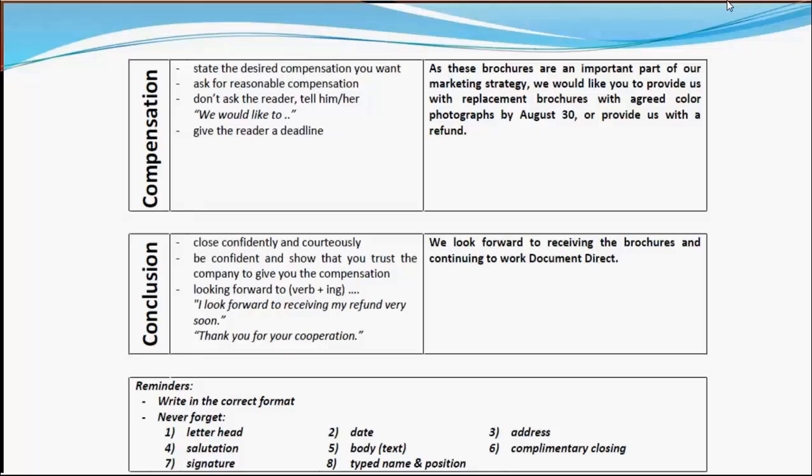Now with here, reminders: write the correct format, letterhead, date, address, salutation, body, complimentary closing, signature, typed name, and position. These are the standard ones. Then you have the subject and the other non-specialized parts, the PS, postscript, and the enclosure and stuff like that. All right, so now we are done with the routine.